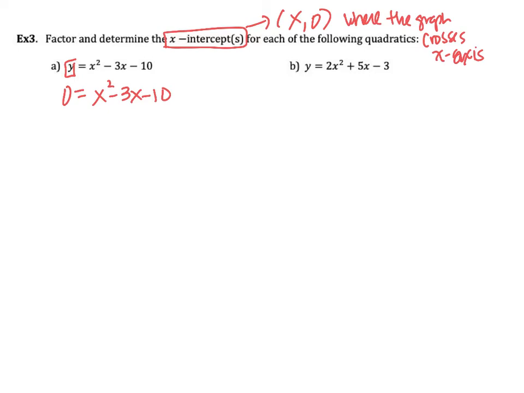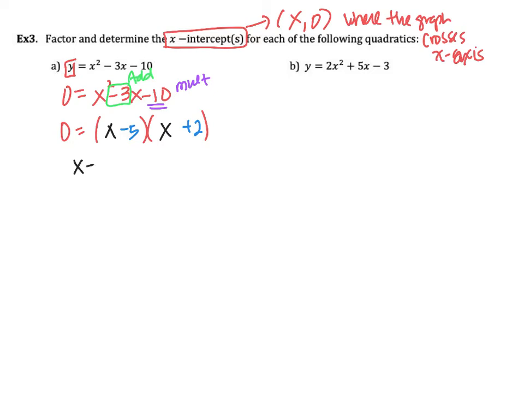So how do I factor this? Well, I like to jump right into my factors. What two numbers multiply to give you -10, but add to give you -3? So hopefully you're saying -5 plus 2. -5 times 2 is -10. -5 plus 2 is -3. So my two factors are (x - 5)(x + 2).